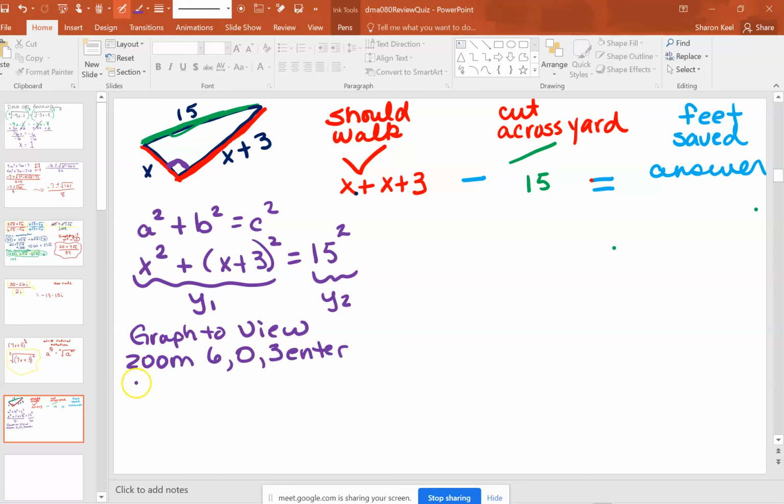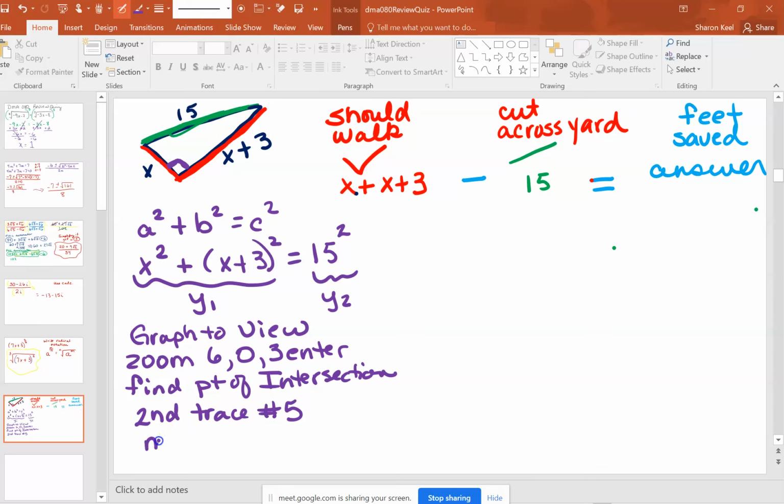Okay? Once we find the point of intersection, we then do second trace. We choose number 5, which is intersect, and we move the asterisk to that point of intersection. Press enter 3 times, and that gives us the answer for x.